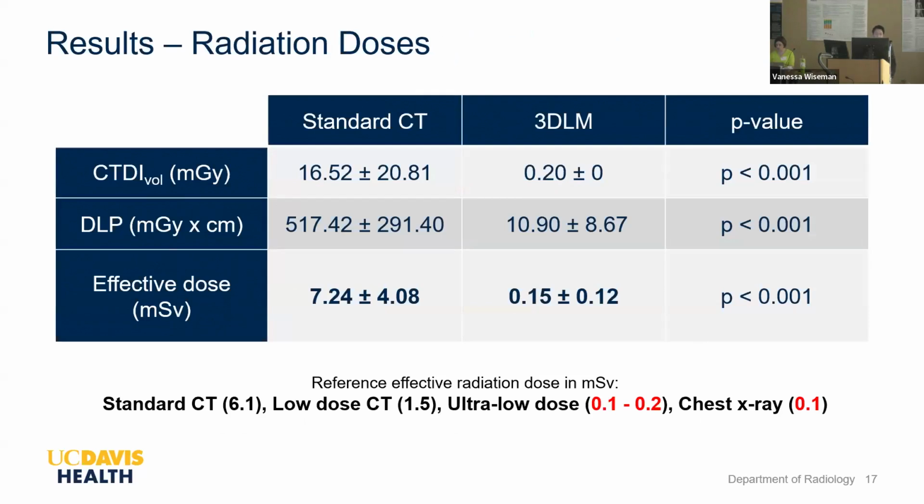We have some data on the radiation doses. So we compare the CT dose index, the DLP, and the effective radiation dose in standard versus 3D landmark scans. And each variable shows significantly lower dosages when compared to the standard CT.